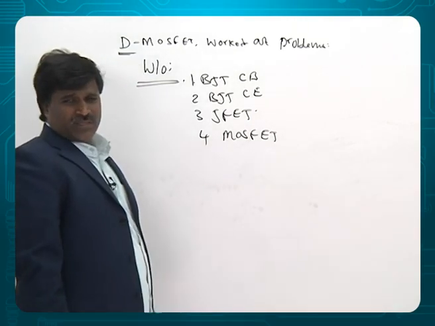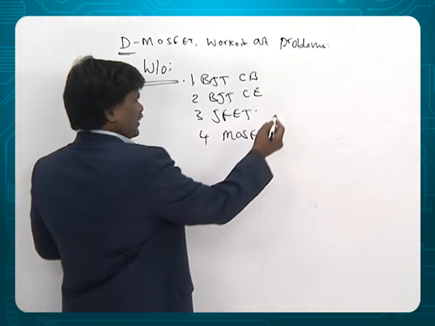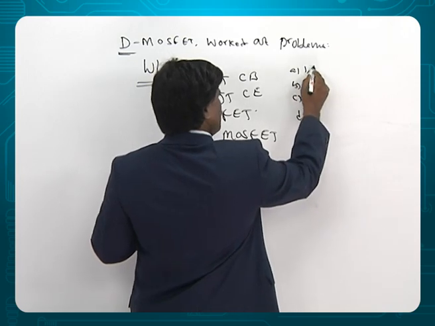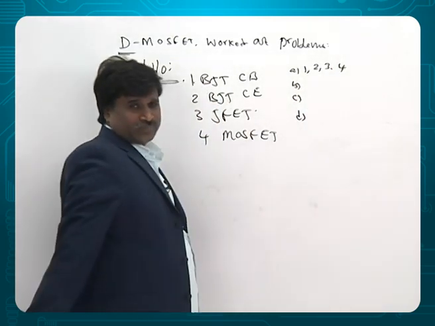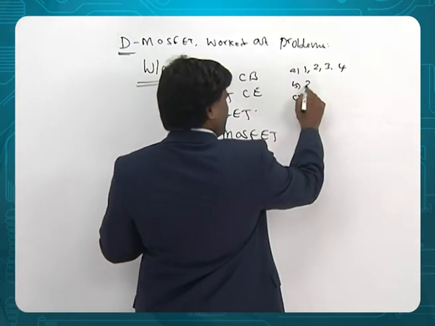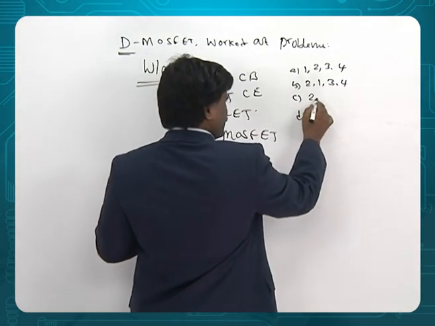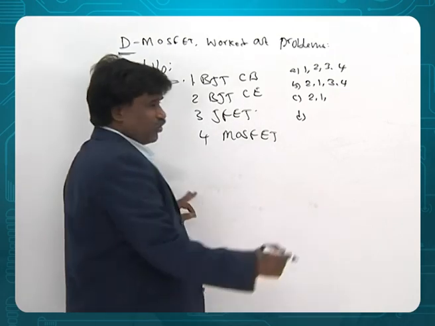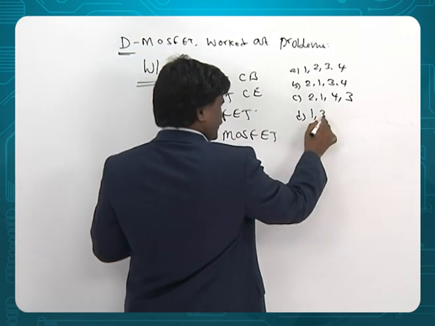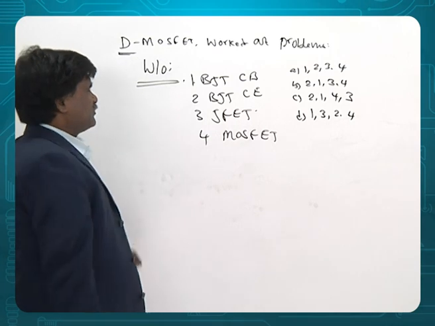Okay. Now I will give you the options also. The options that you have, better we take his options: 1, 2, 3, 4; 2, 1, 3, 4; 2, 1, 4, 3; and finally 1, 3, 2, 4. These are the options. I will tell you one by one.